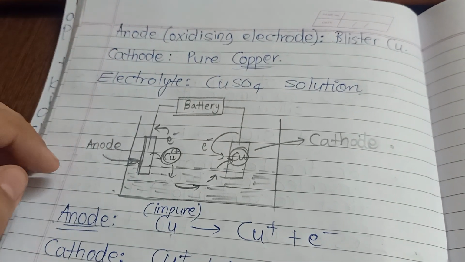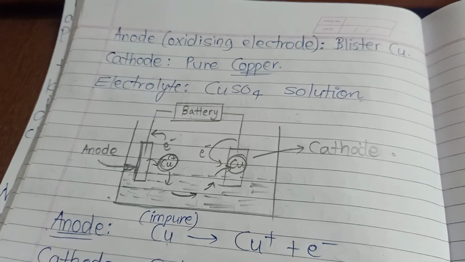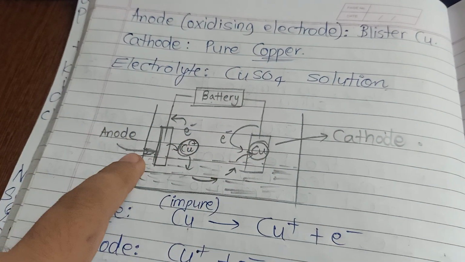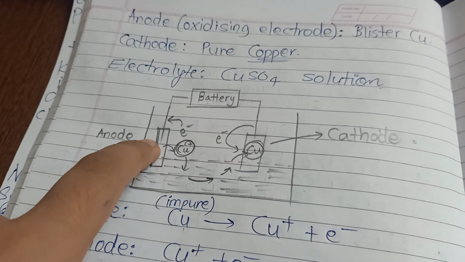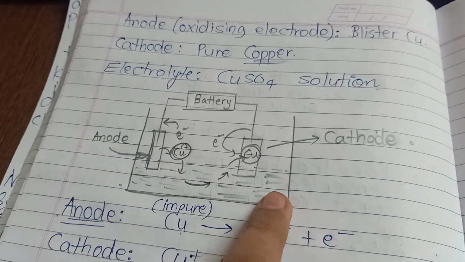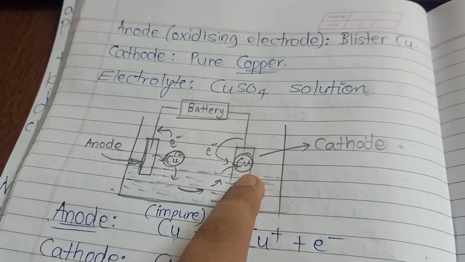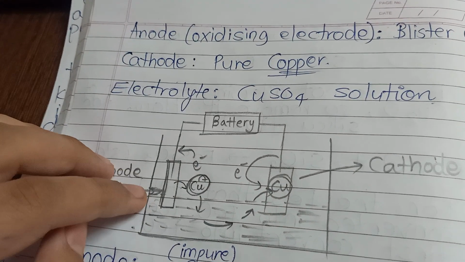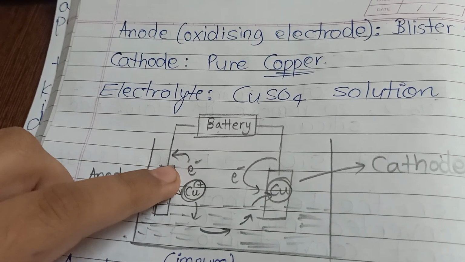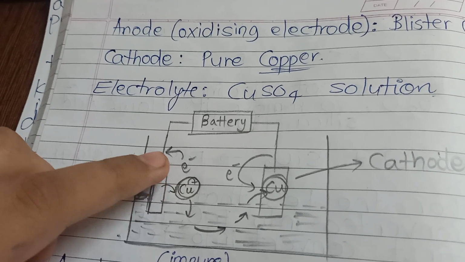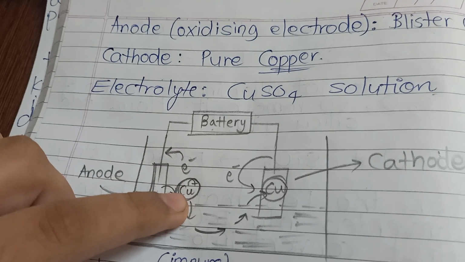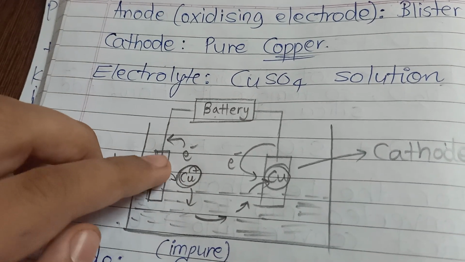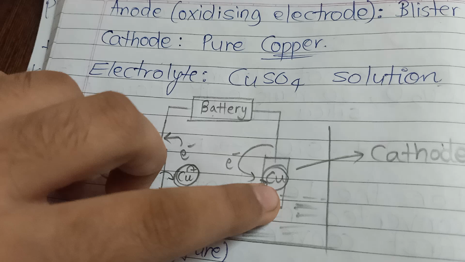So here you can see the setup of the electrolytic cell. This is the electrolyte, that is CuSO4 solution. This is the anode in which blister copper is placed, and at the cathode pure copper is present. So what happens here is that the copper which is present in this blister copper first needs to be oxidized into Cu+.